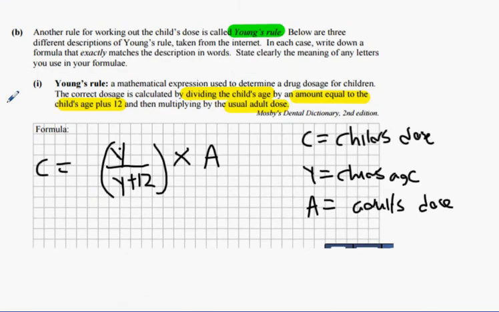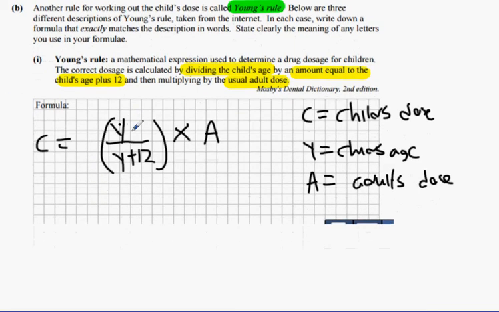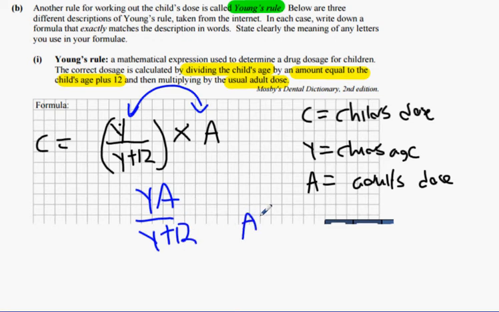My other answer for part 1, this is part 1 here, isn't it? Just multiply it out. Y by A, YA over Y plus 12. YA over Y plus 12 is the same thing as AY over Y plus 12. Reason being, Y multiplied by A is the same thing as A multiplied by Y. 2 multiplied by 3 is the same thing as 3 multiplied by 2. Doesn't matter which one comes first.